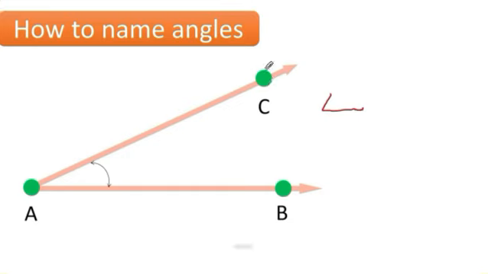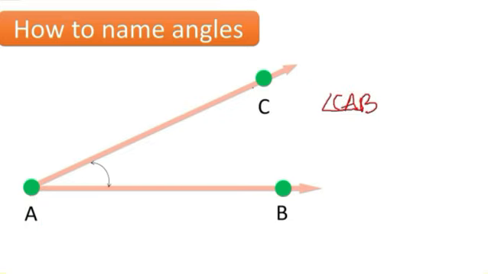So we are going to first write the point C, and then we are going to write point A. Remember always to write the vertex point second, and then we write the point B. So it is angle CAB, okay? CAB, cab. Okay, that's a bad joke. Remember that when you're naming the angle, the vertex point, which is point A, should be in the middle, or should be second.